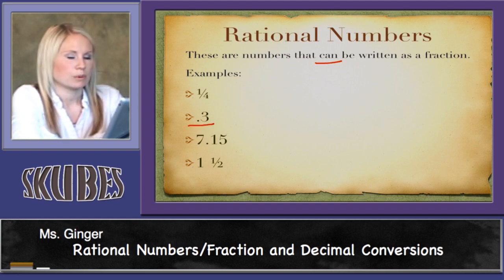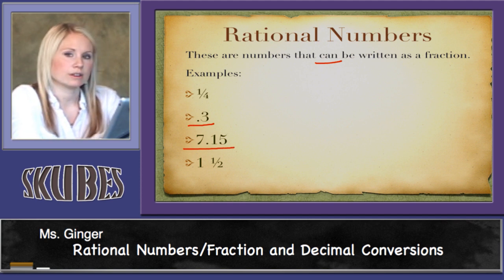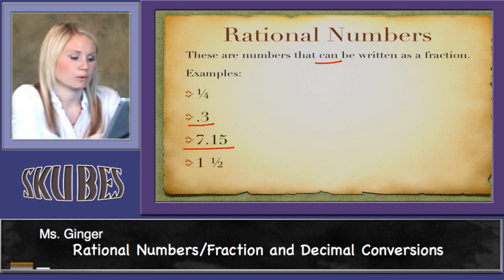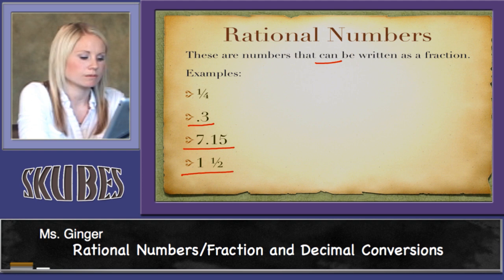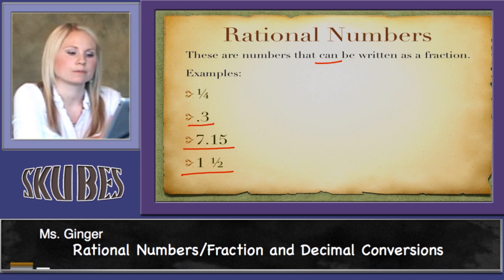A decimal, 0.3, is rational because it could be written as a fraction if we wanted to convert it as such. Same thing here, a mixed decimal, 7.15, and a mixed number, 1.5. All of these things could be written as fractions, so they are all rational.